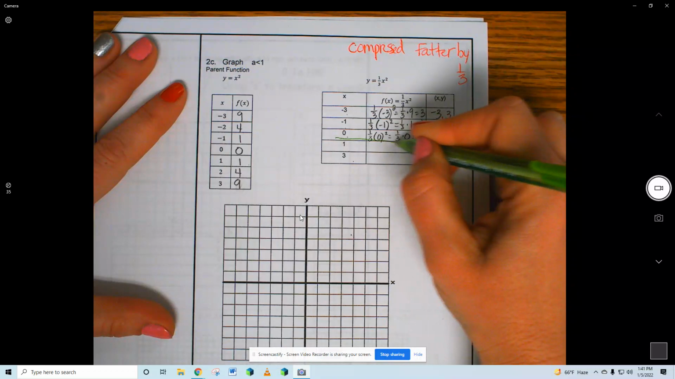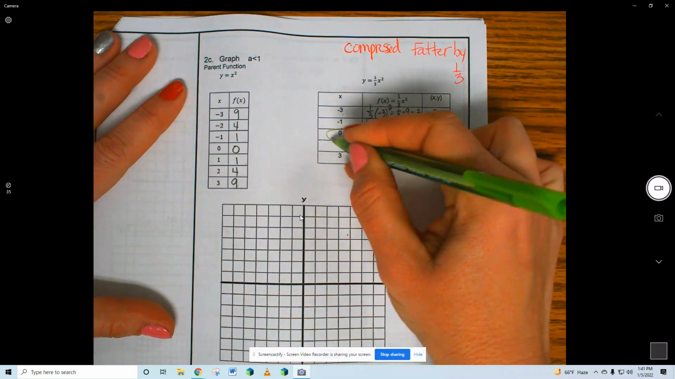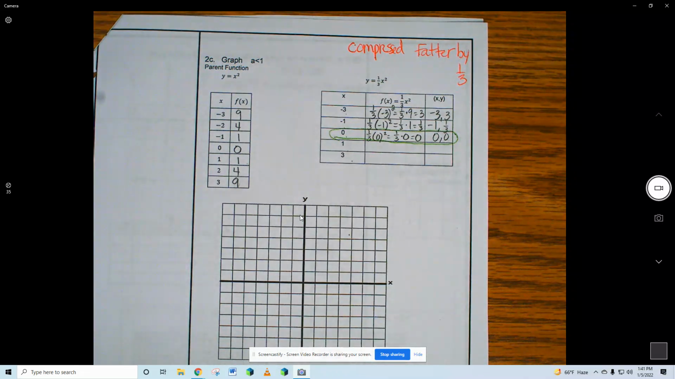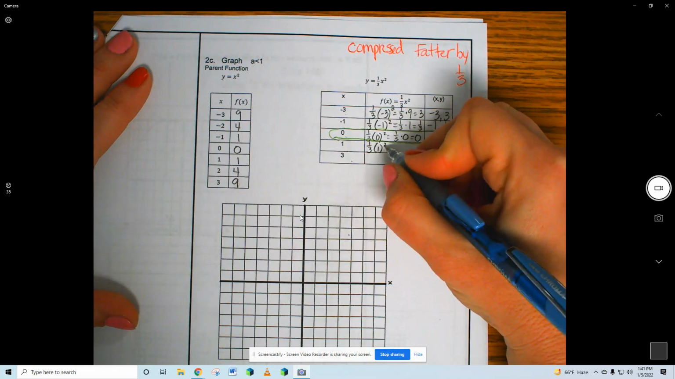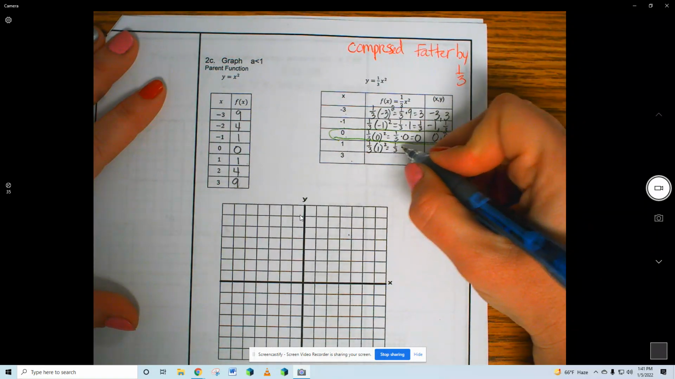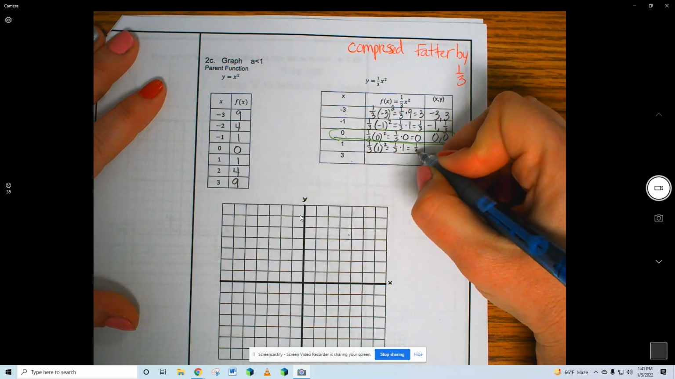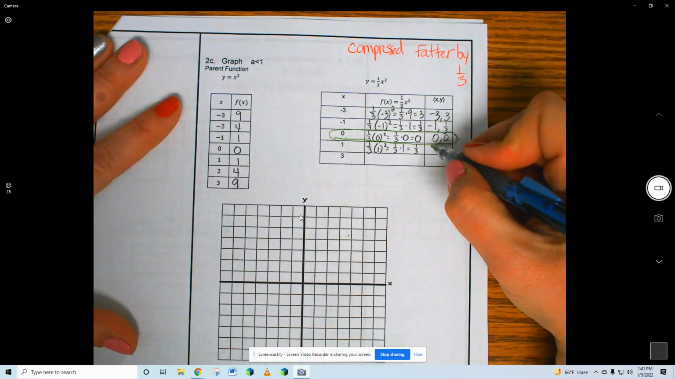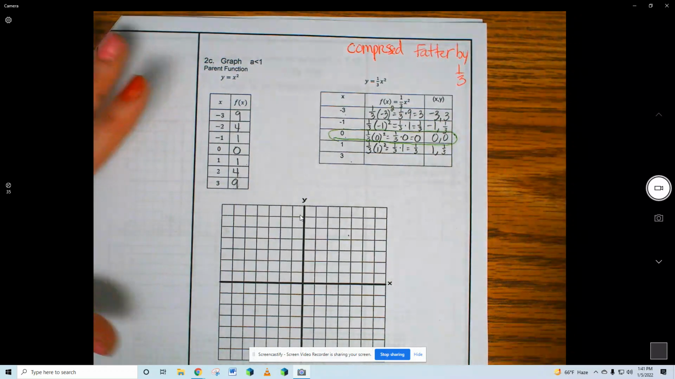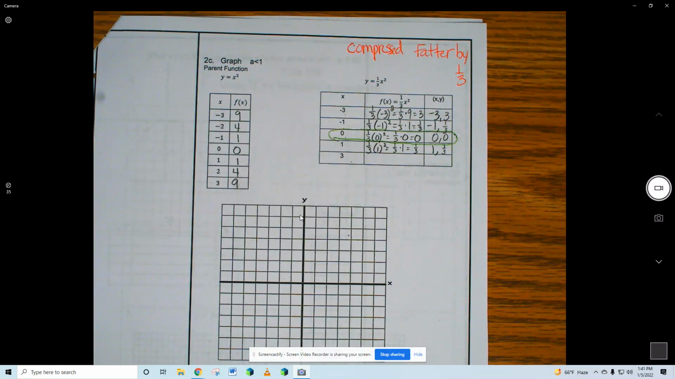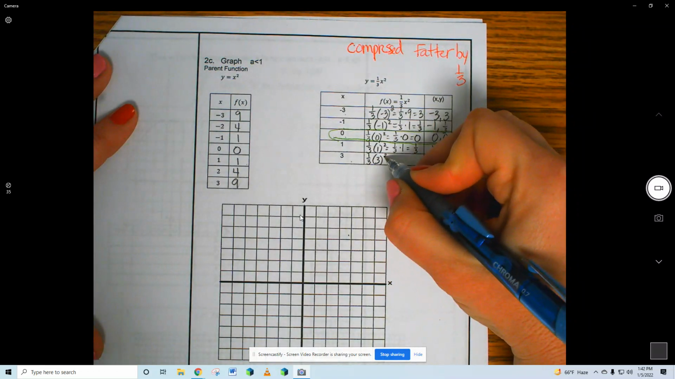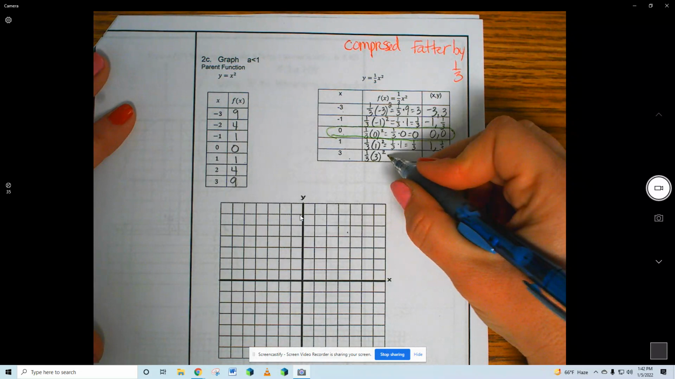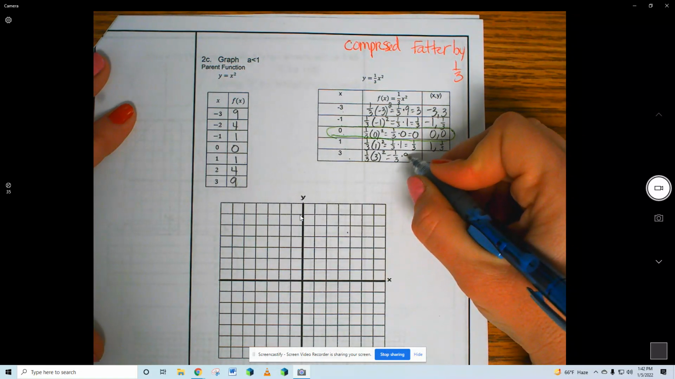Say that again? You always want to plug in 0 as one of your choices because 0 is so easy to work with. So plugging in 0 is smart. 1/3 times 1 squared. 1/3 times 1. And now 3 again. 1/3 times +3 squared. 1/3 times 9.